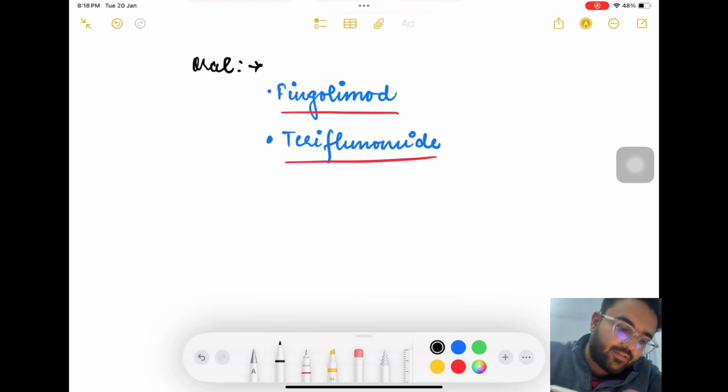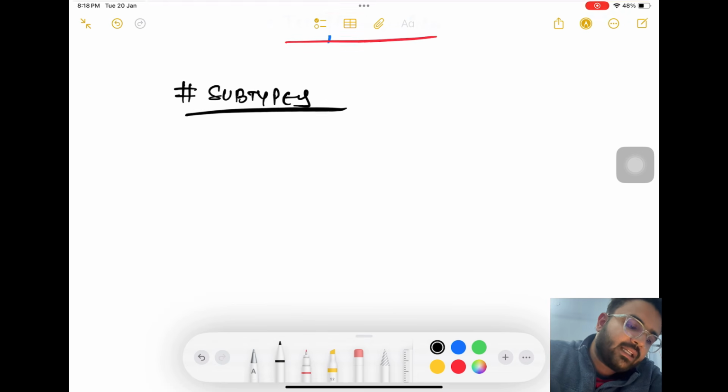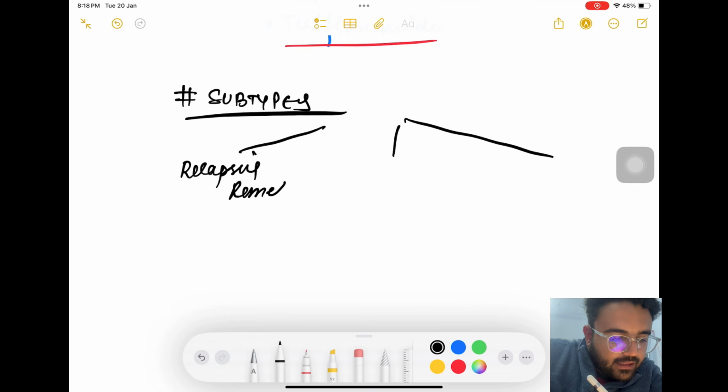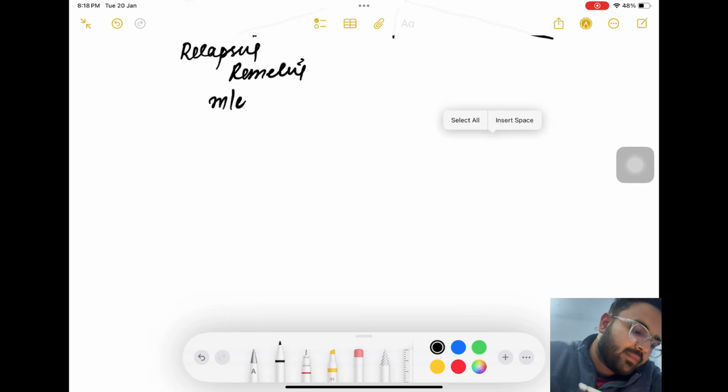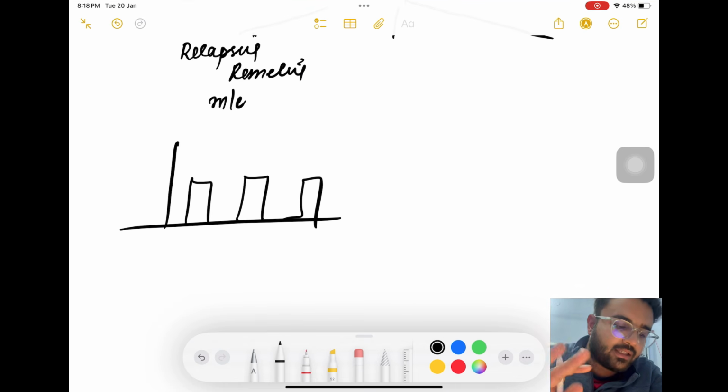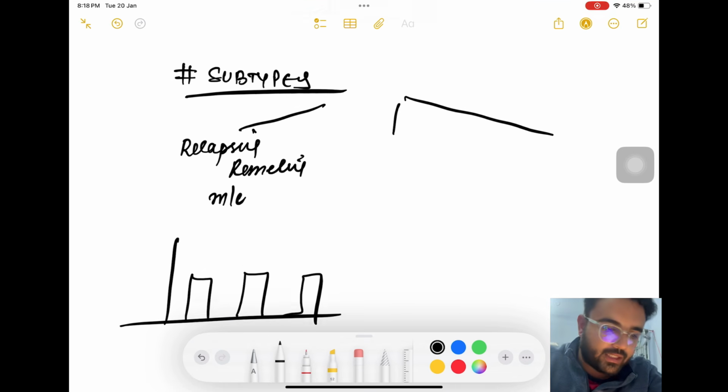Now one thing left to discuss that I have not mentioned is subtypes of the disease. Basically there are 3 classical subtypes. One is relapsing remitting, which is the most common one. You'll have a symptom, and after a few days you'll have symptom relief. This is relapsing and remitting. This is the most common type.